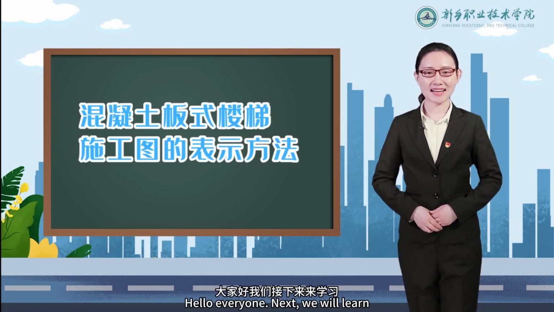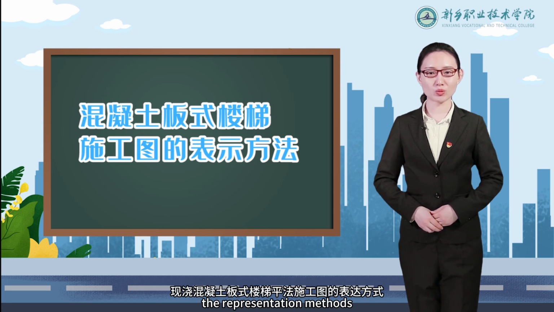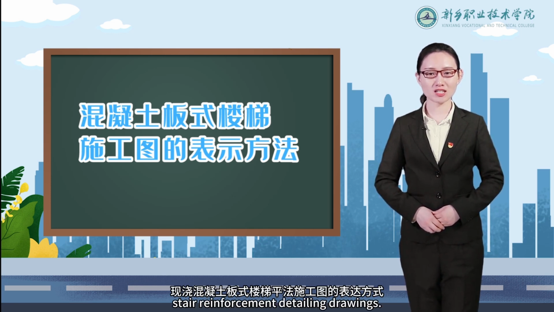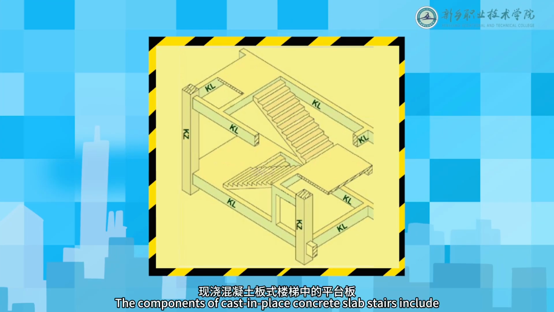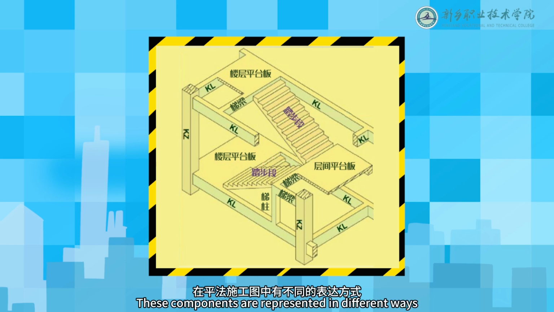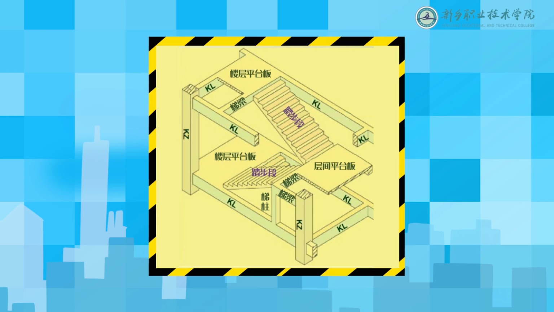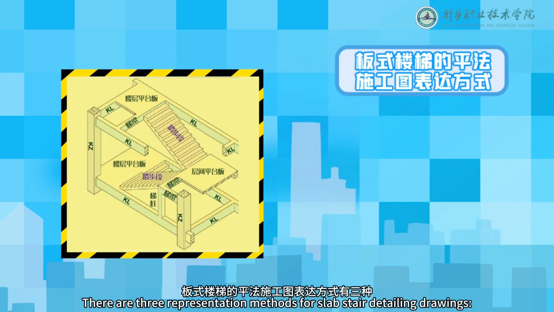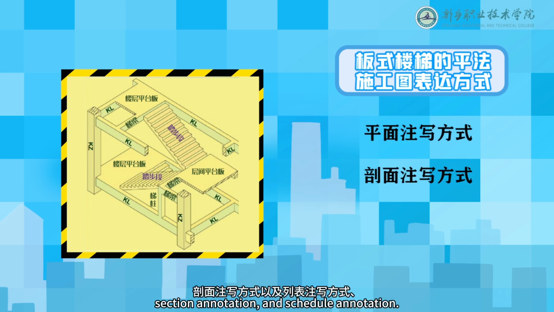Hello everyone. Next, we will learn the representation methods of cast-in-place concrete slab stair reinforcement detailing drawings. The components of cast-in-place concrete slab stairs include landing slabs, stair beams, stair columns, and tread segments. These components are represented in different ways in reinforcement detailing drawings, in plan. There are three representation methods for slab stair detailing drawings: plan annotation, section annotation, and schedule annotation.